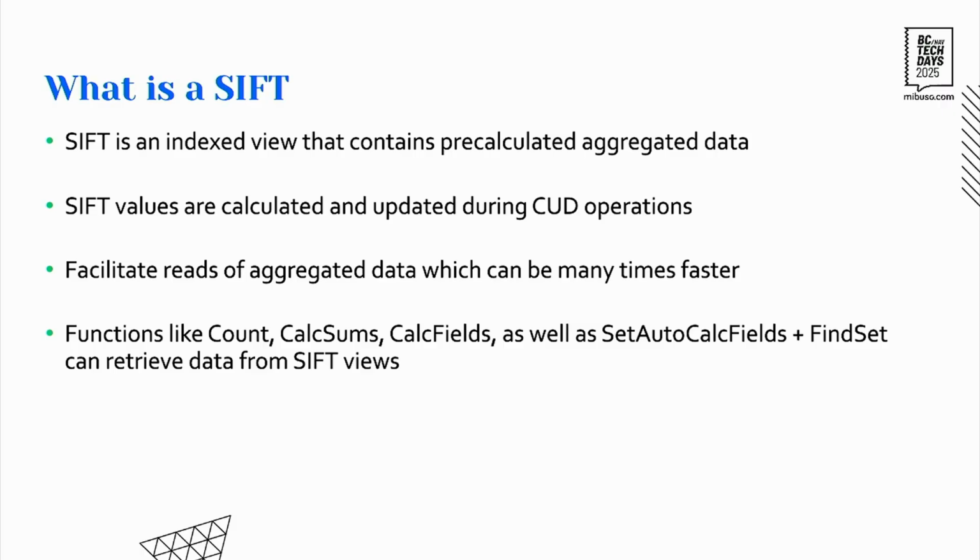Practically in every account, it is a table, with some quite important caveats, which I'll be talking about in a minute. This table contains aggregated data. All the summaries, all the sums, counts that we include in the SIFT definition. These aggregations are updated whenever we update any data in the table where the SIFT is defined. Right? So if we have a SIFT defined on the customer ledger entry table, when we insert any new record in the customer ledger entry, all associated SIFT views will be updated as well.